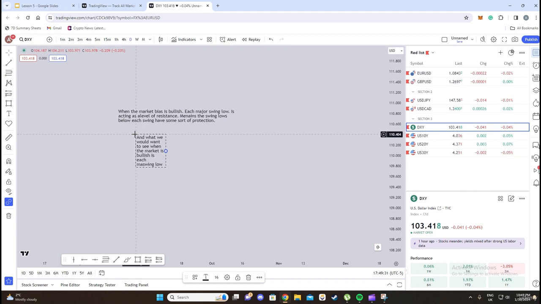each major swing low to be higher than the previous swing low, and each retracement is price just filling an inefficiency or taking out the short-term sell side liquidity.